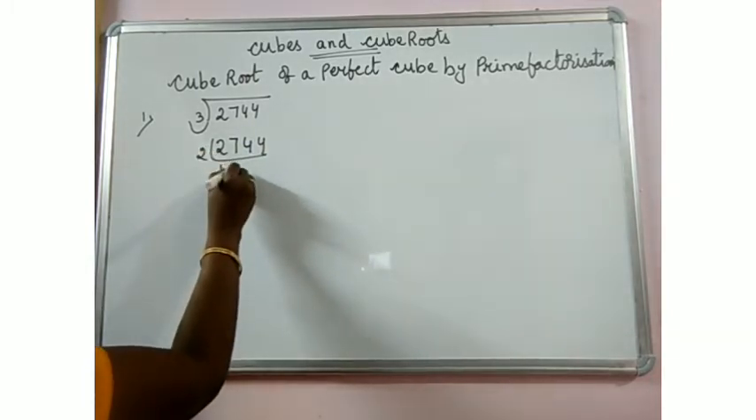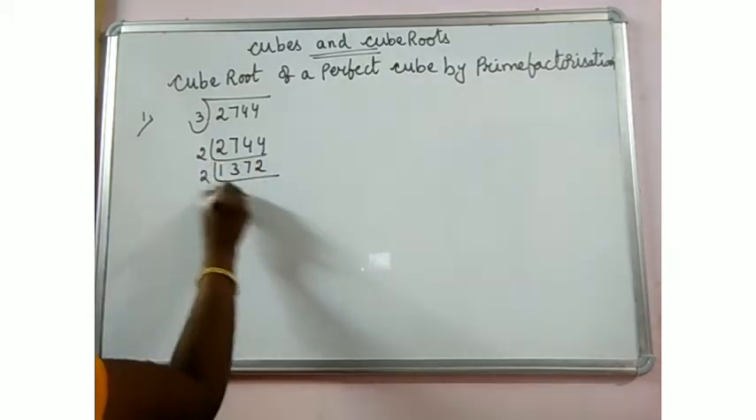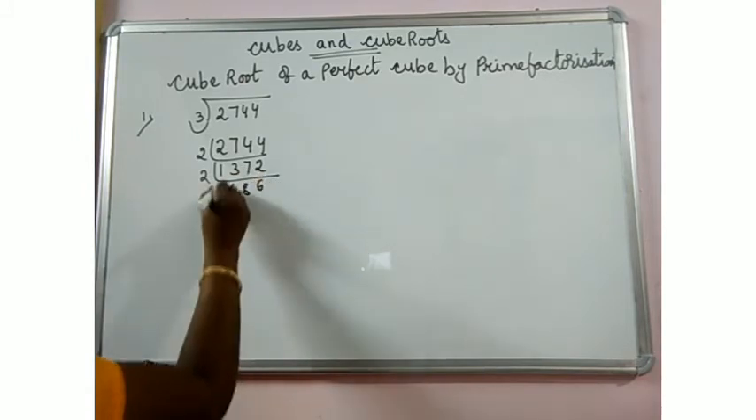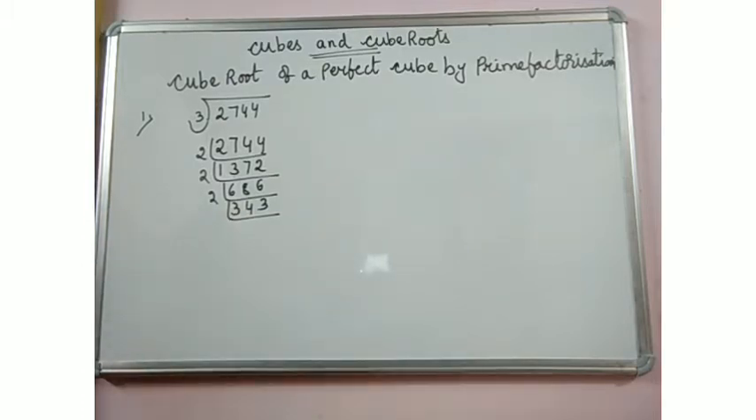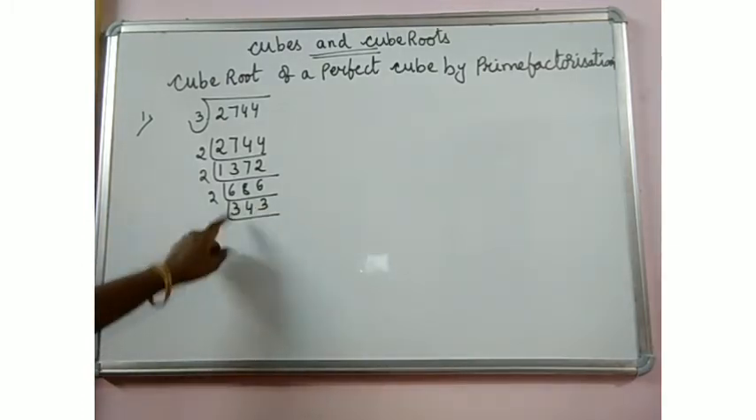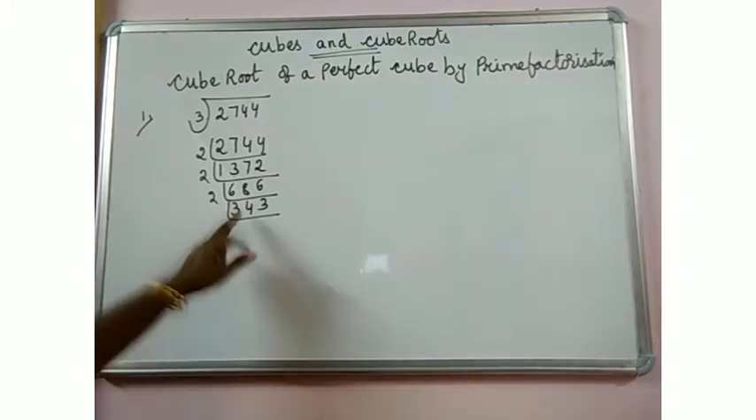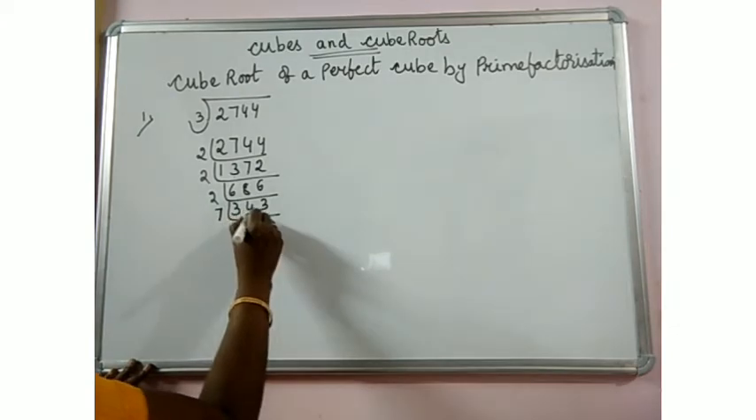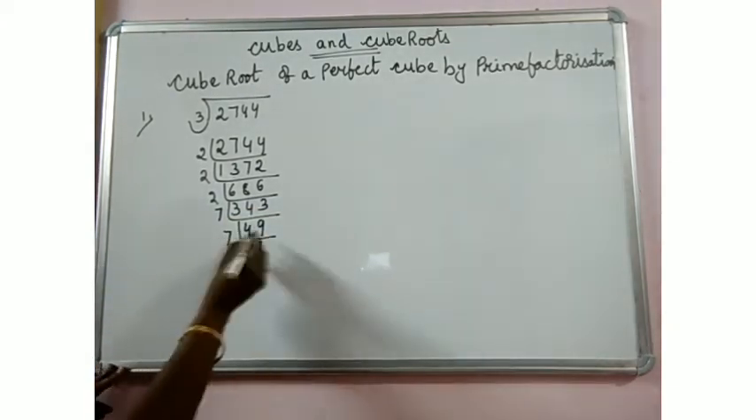2 1s are 2, 2 3s are 6, 2 7s are 14, 2 2s are 4, 2 6s are 12, 2 8s are 16, 2 6s are 12. Again 2 3s are 6, 2 4s are 8, 2 3s are 6. You see, this number is not divisible by 3, not divisible by 5. Let us see by 7. It is divisible by 7. 7 4s are 28, 7 9s are 63, 7 7s are 49.